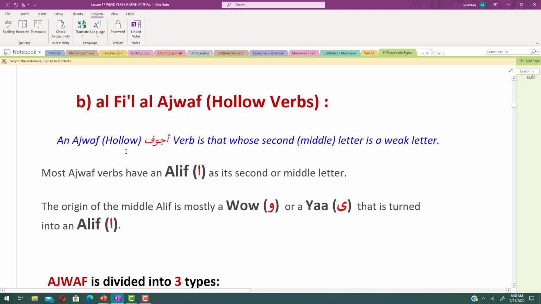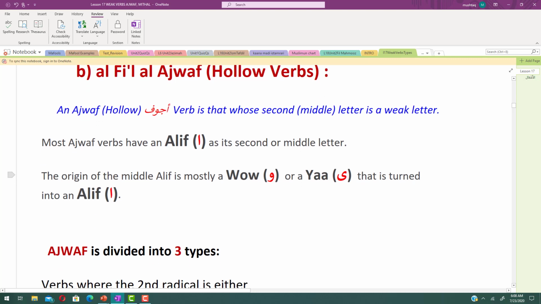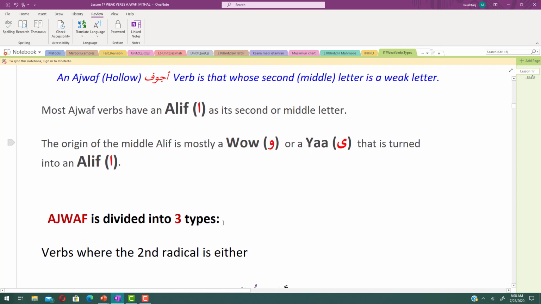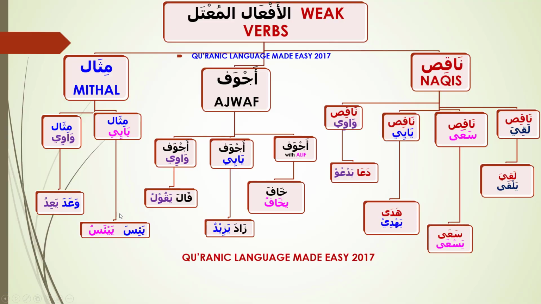An ajwaf, or the hollow verb, is that whose second or middle letter, the ayn radical, is a weak letter. Most ajwaf verbs have an alif as their second or middle letter. The origin of the middle letter alif is mostly a waw or a ya that is turned into an alif. Pay attention to that note. Ajwaf is divided into three types. Ajwaf wawi, ajwaf yai, and ajwaf with alif.